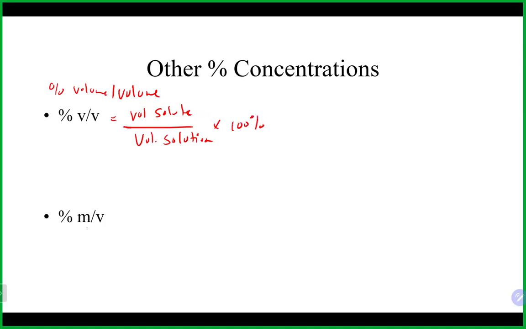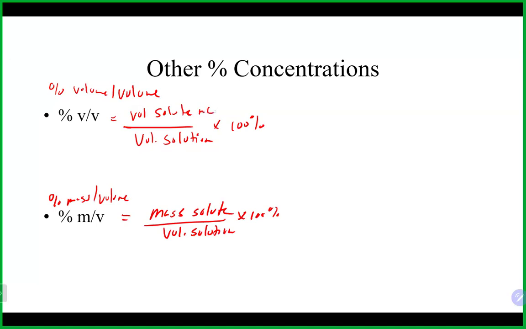And percent mass to volume here. It is basically the mass of the solute over the volume of solution times 100%. The top one is typically, in a lot of cases, not always, milliliters over milliliters. The bottom one is basically grams over milliliters in most cases, kind of like density. Again, they both become percentages when it's all said and done.